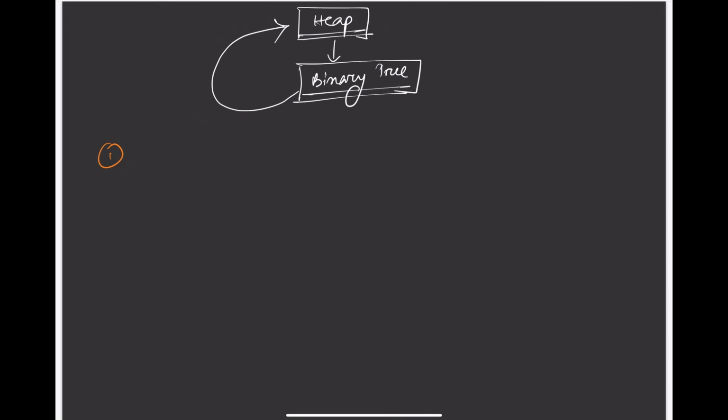Number one is obviously the structural property. Another one is the heap order property.